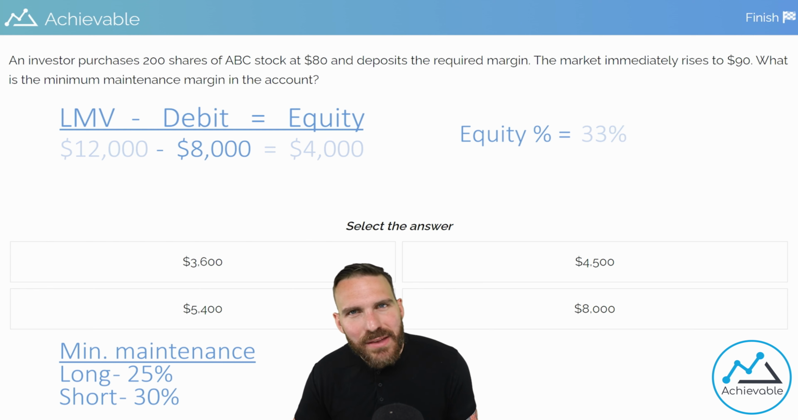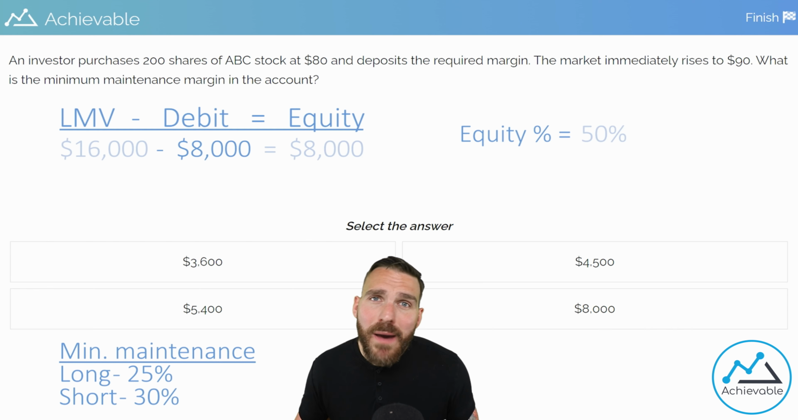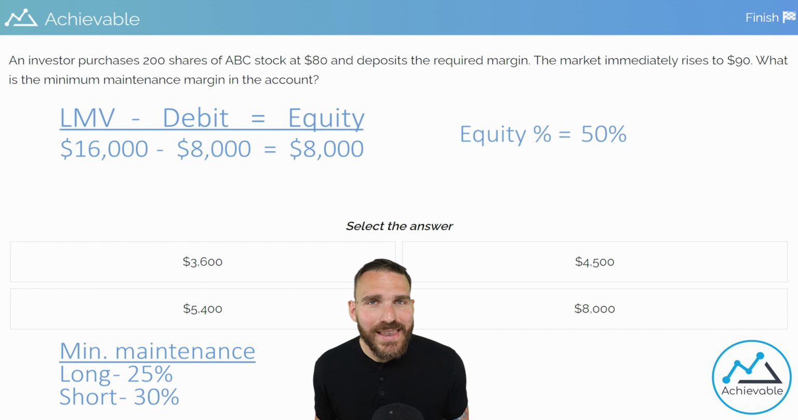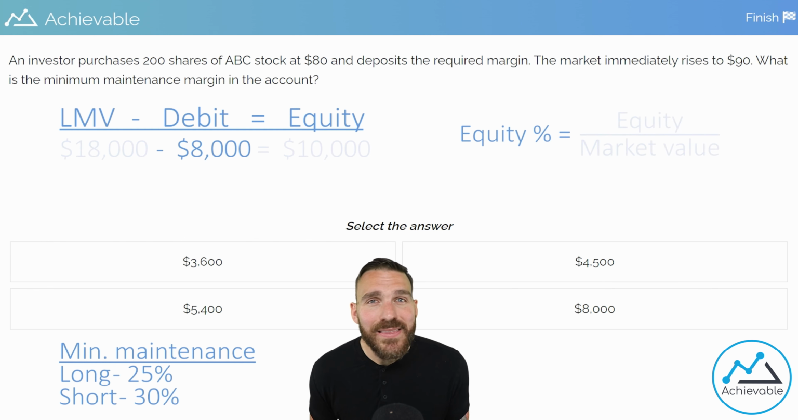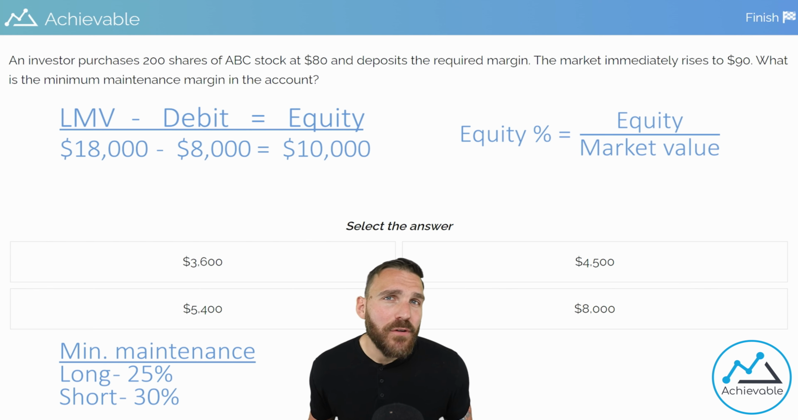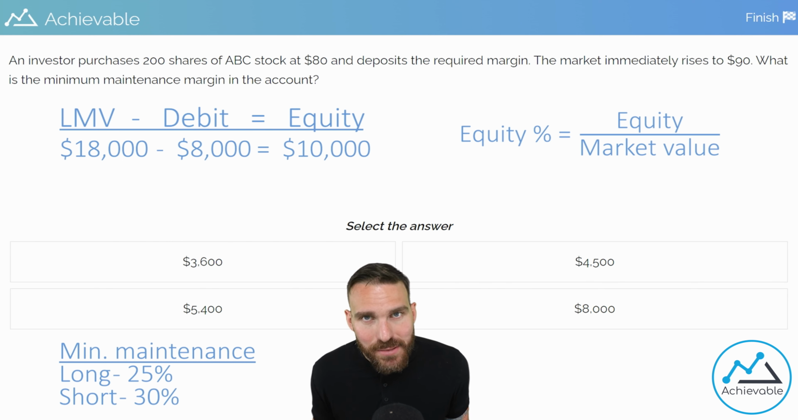Now let's go ahead and get rid of that hypothetical and go back to the question. The question tells us that the market price of the stock rises to 90. So with that being said, we'll need to recalculate our equity formula. 90 times 200 shares is $18,000. So our new equity formula is 18,000 minus that original $8,000 debit. The debit doesn't change unless we borrow more money or pay back some of that borrowed money, and neither of those things happened. So $18,000 minus $8,000 leaves us with an equity level now of $10,000.